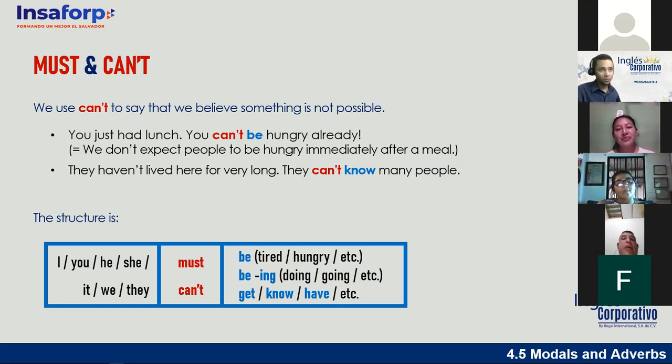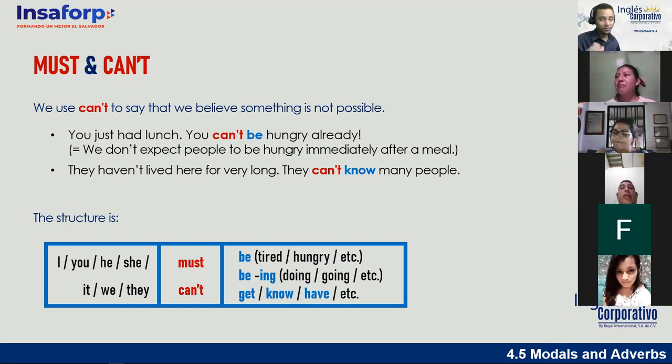All right, so what is the structure? The same structure because they are modals, okay? For all the subjects, they are the same. I, you, he, she, it, we, or they. You use must to say that you are sure about something, and you use can't to say that you are sure that something is impossible, okay? These are opposites. And after that, you have to use a verb in base form. Son las mismas reglas de antes porque son modal auxiliaries. Todos estos verbos que hemos estado viendo desde ayer son modal auxiliaries, así que todos siguen las mismas reglas. Regla número uno, siempre les sigue un verbo en forma base. Regla número dos, no tienen una forma especial para he, she o it. Es parejo, es igual para todos los sujetos.